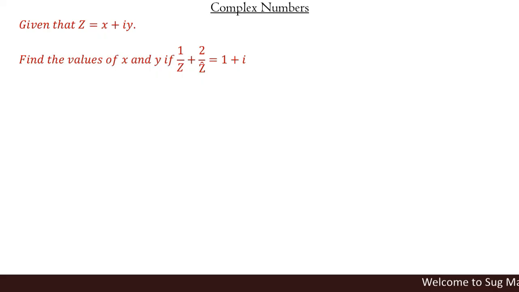This question says, given that z is equal to x plus iy, find the values of x and y if 1 all over z plus 2 all over z bar is equal to 1 plus i. Now look at this question. We have the value of z to be x plus iy, so we are to find the values of x and y if 1 all over z plus 2 all over z bar is equal to 1 plus i. Let's go. Solution.